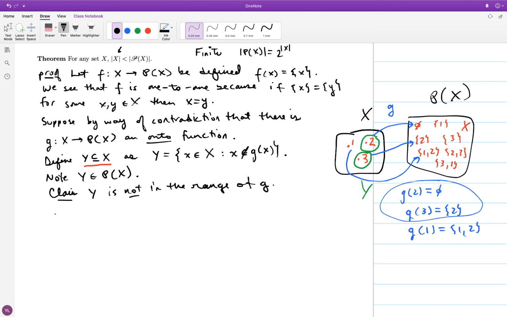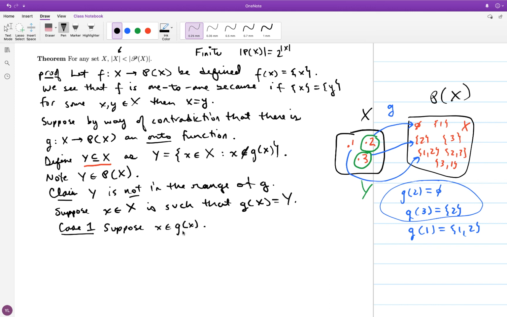So let me prove this claim for you. Suppose by way of contradiction that you found a domain element that gets mapped to this specially defined set Y. I'm going to split into two cases and prove to you that that couldn't possibly be the case. So case number one, let's suppose that this magical element X that supposedly gets mapped to Y is in its G of X set, right? G of X is the set Y. X is either in there or it's not, right?